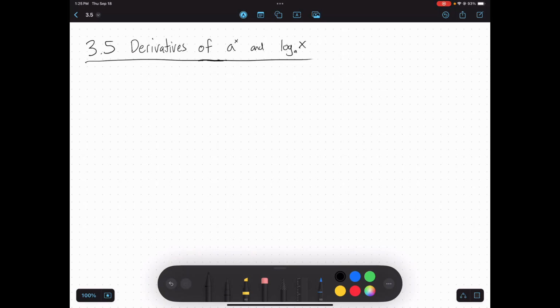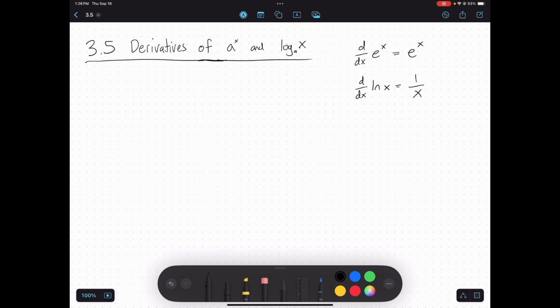Hello everybody. In this video, we get to finally talk about how to find the derivatives of my more general exponential functions and my more general logarithmic functions. Remember, we know how to find the derivatives of the specific exponential function e to the x, right? e is a very specific number, and if I take that derivative, I just get itself. I also know the derivative of the natural log of x, right? Log base e, and that just gave me 1 over x.